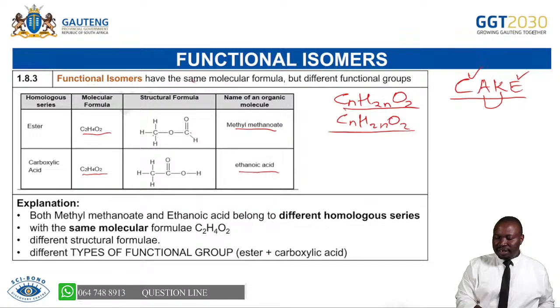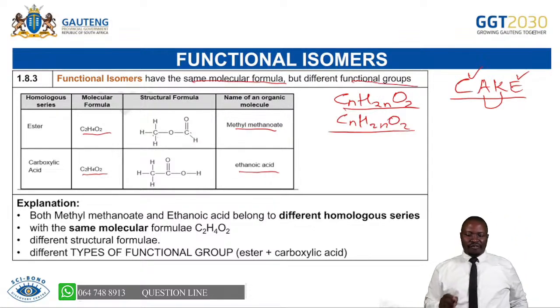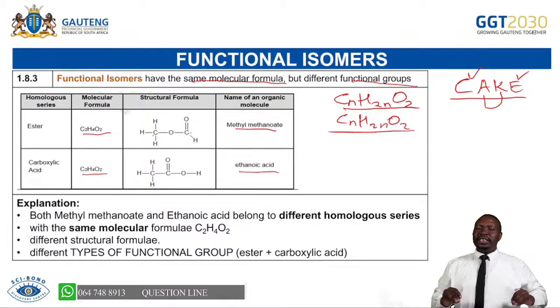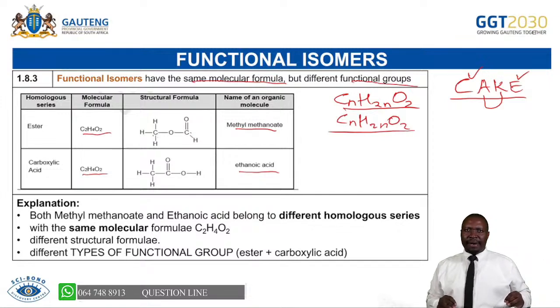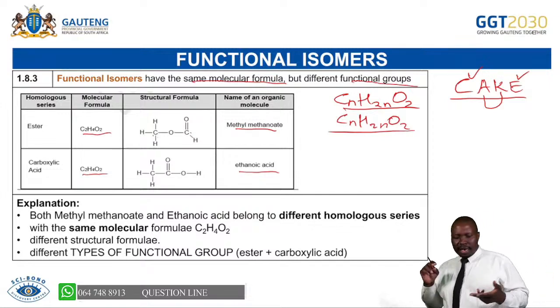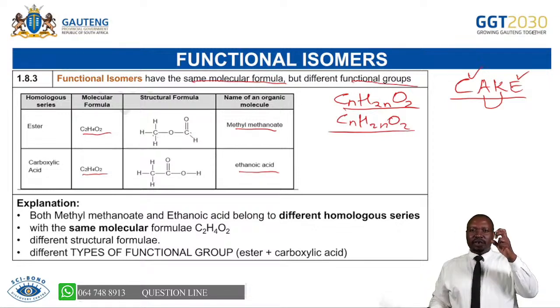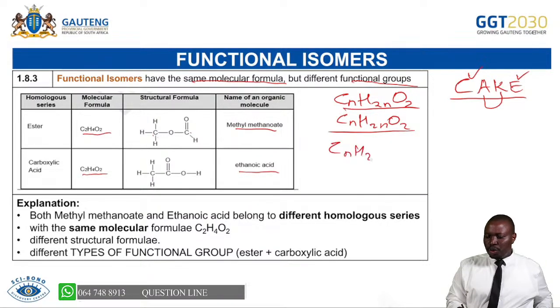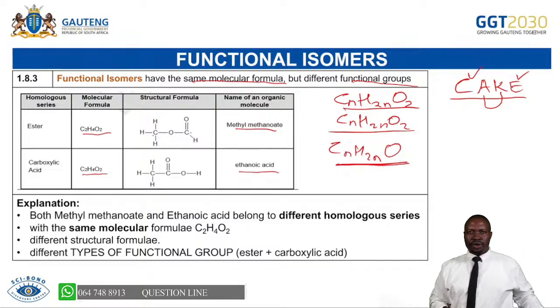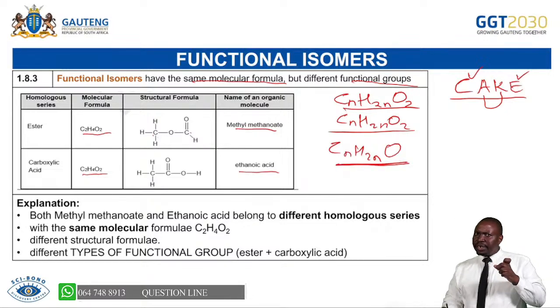Hence, we are saying they have the same molecular formula but different functional groups, and those are called functional isomers. This is the only type of isomers where they don't belong to the same family. They don't belong to the same homologous series. Remember, esters, carboxylic acids, aldehydes and ketones don't belong to the same homologous series. Now, CnH2nO is for both aldehydes and ketones. So you see that they have the same general formula.